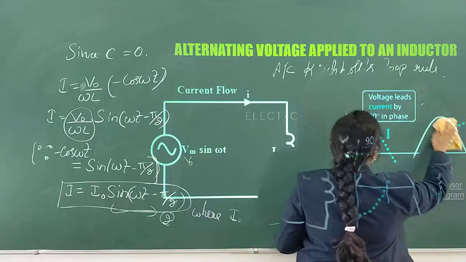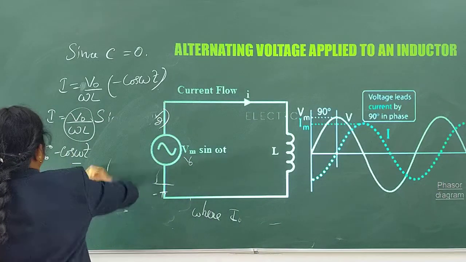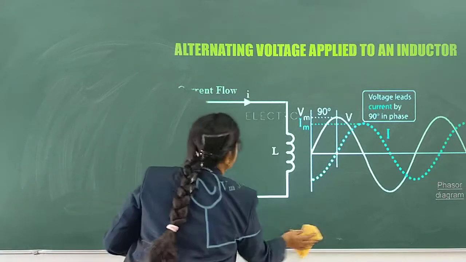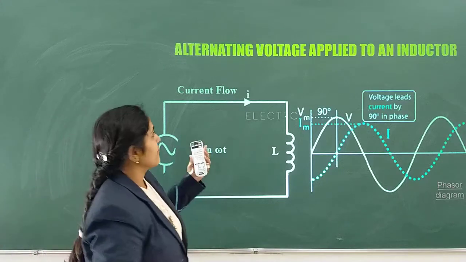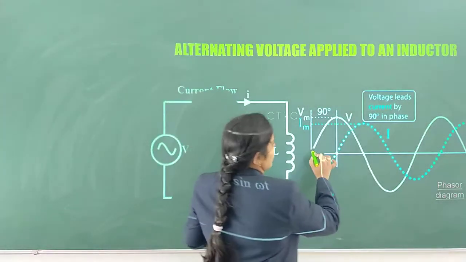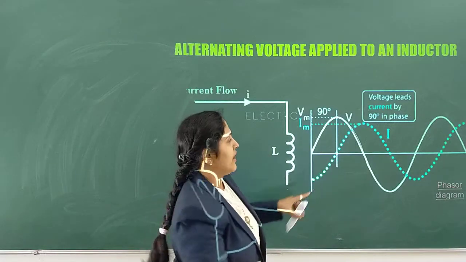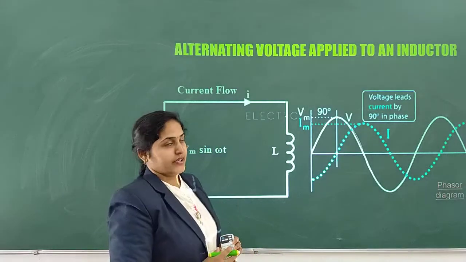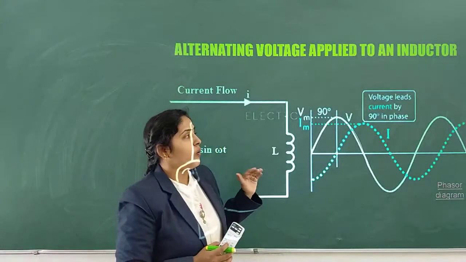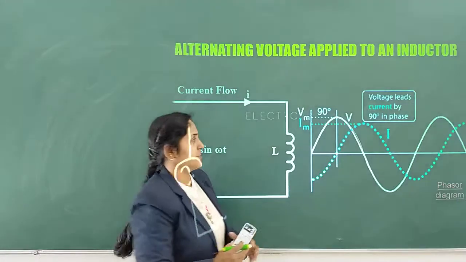With this picture you can clearly understand the relationship between current and voltage. So here this is the voltage curve. This is the voltage wave and the dotted wave represents the current. So the solid wave is the voltage wave and the dotted wave is the current wave. Voltage leads current by 90 degree in phase, or the phase angle between current and voltage is 90 degrees.